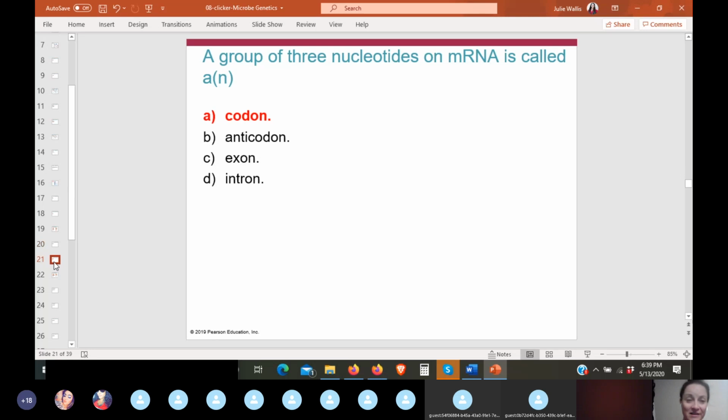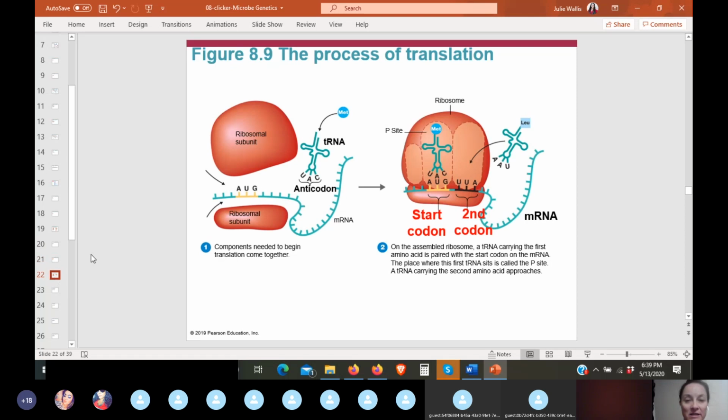Most of you said A, codon. That is good. So the codon is on the messenger RNA. The anticodon is on the transfer RNA. So here's the codon. The messenger RNA rides along the ribosome, the small subunit of the ribosome, like a train riding on a train track. And it binds to the ribosome because of the ribosomal RNA that's part of the ribosome that has the complementary bases. And then the anticodon on the transfer RNA will hydrogen bond with the codon on the messenger RNA, and that's how it knows which amino acid comes next in the amino acid sequence for the protein.